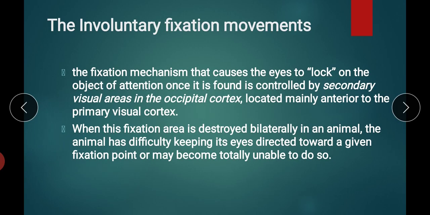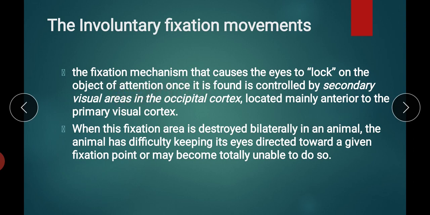Now the involuntary fixation movement. The fixation mechanism that causes the eye to lock on the object of attention once it is found is controlled by the secondary visual area in the occipital cortex, located mainly anterior to the primary visual cortex. So this thing we had seen in that previous figure, that in the occipital lobe in front of the primary visual area there is a secondary visual area or visual association area, which mainly helps to lock our fixation or lock the image of interest.